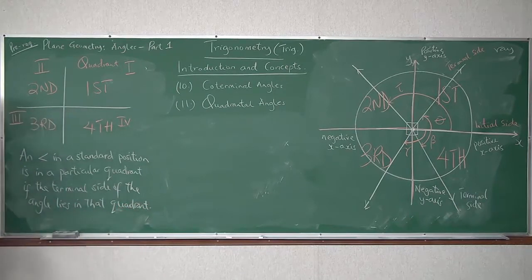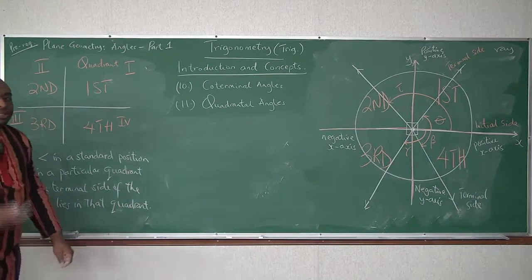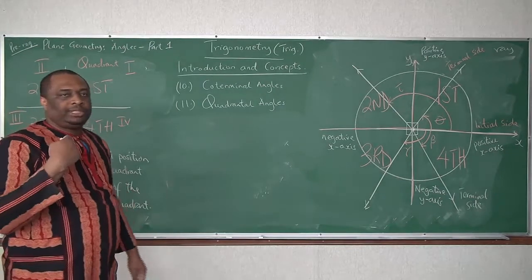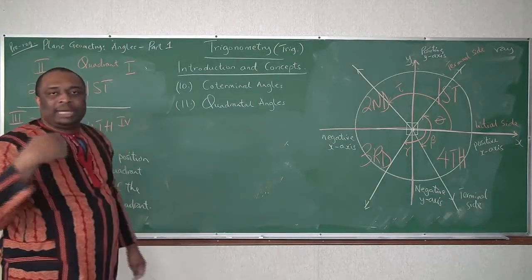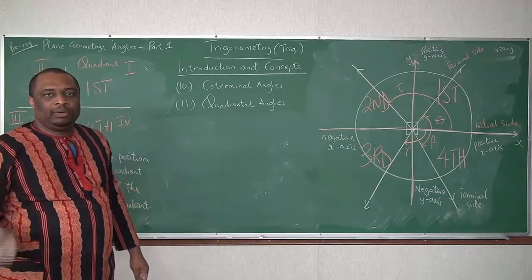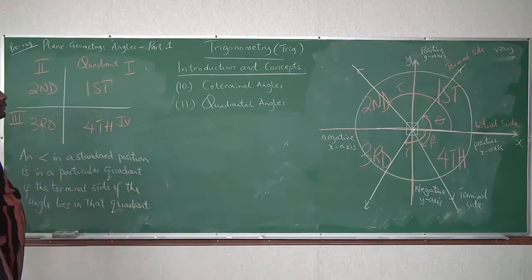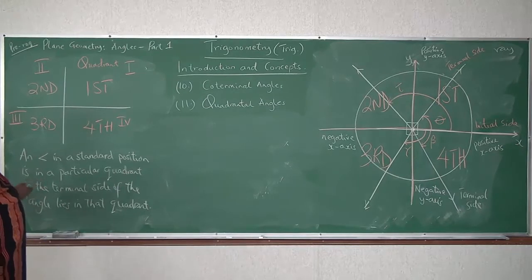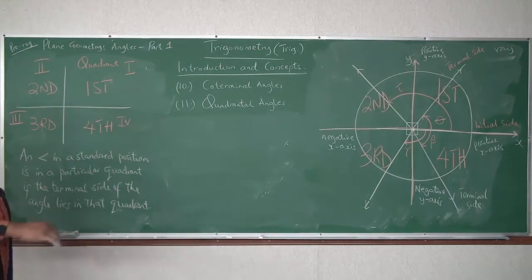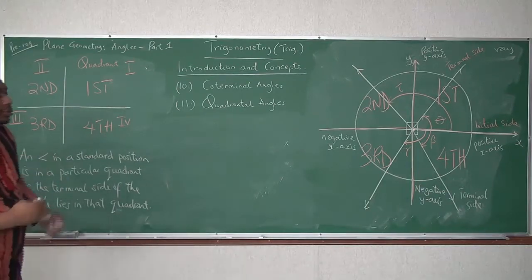Okay, now please, for the angles we're going to solve in this video, we shall say what quadrant they are, and then we shall find the coterminal angle for that. All right, so an angle in standard position is in a particular quadrant if the terminal side of the angle lies in that quadrant.